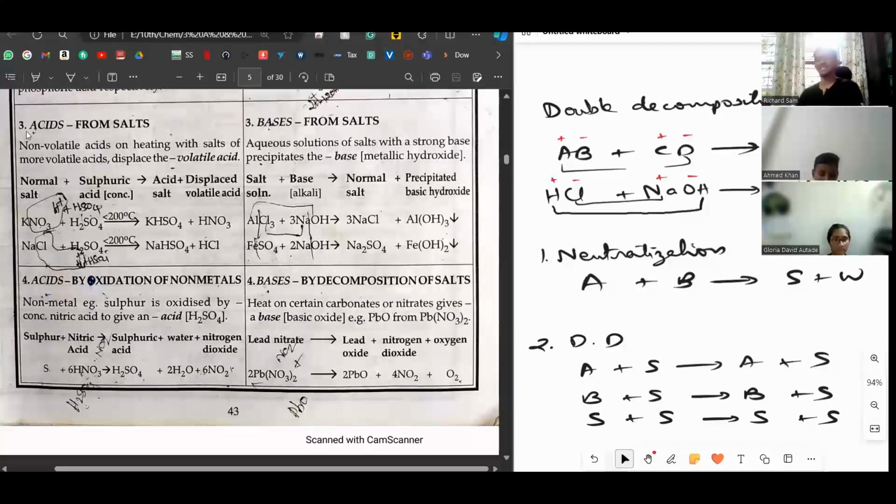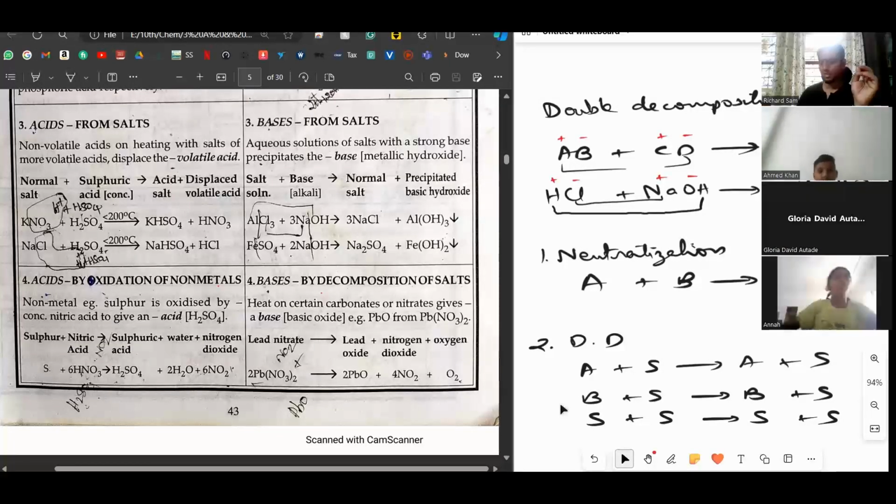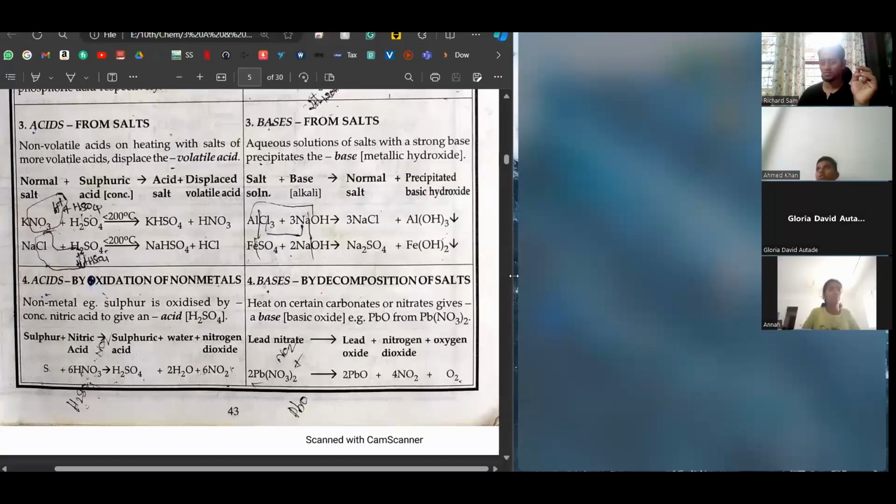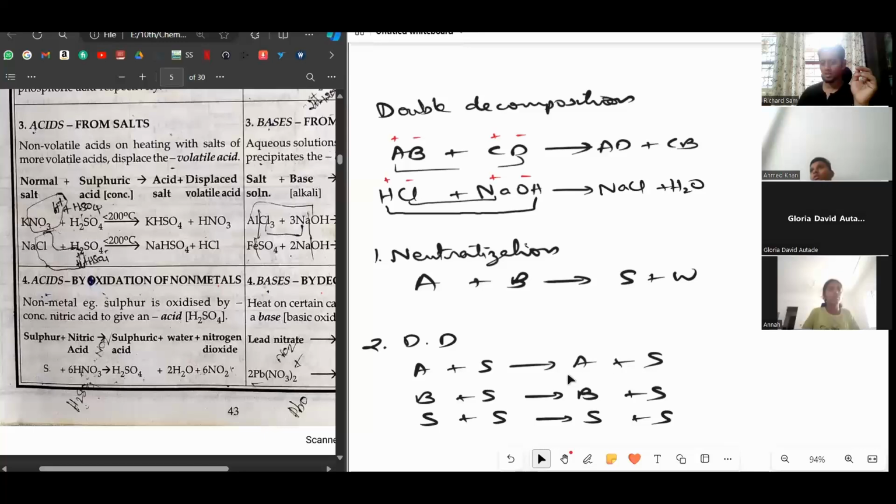Yeah, the third one is acids from salts. How can we make acids from salt? Is there any of these double decomposition reactions where we have acids from salts? Here, we can make an acid from salt. So basically, you need an acid plus salt to get a new acid. So this is what they're talking about.